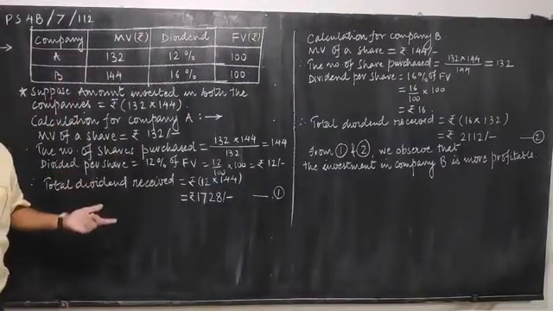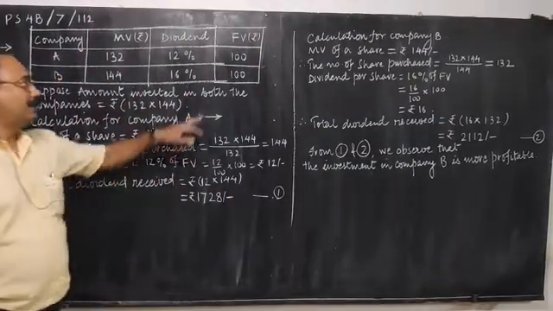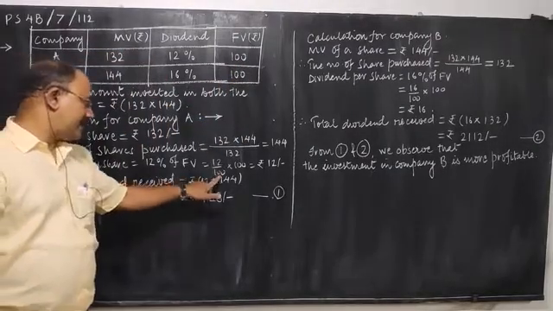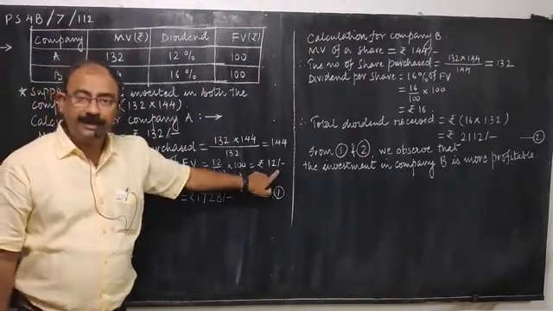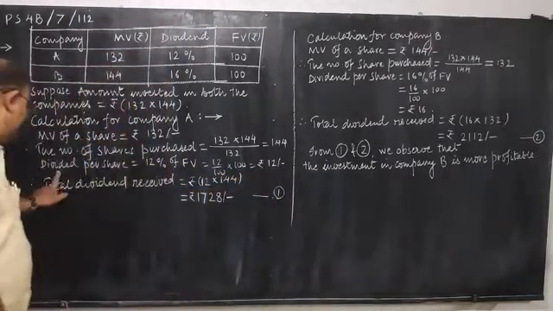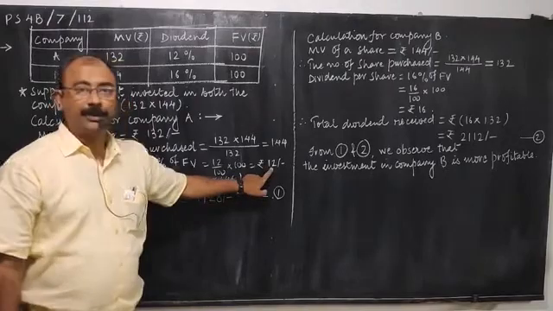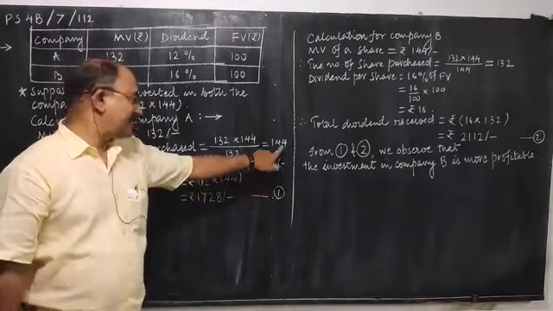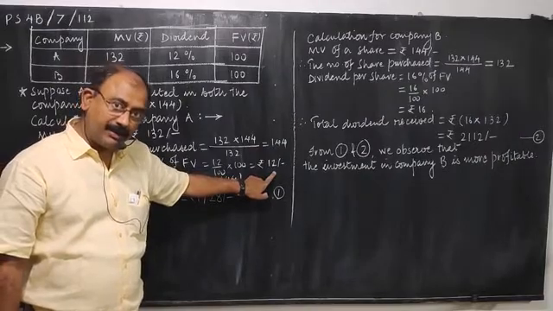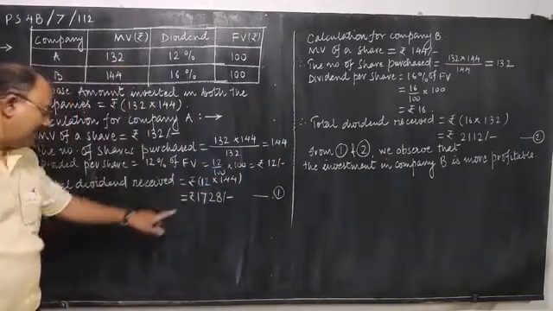Now the dividend paid is 12% of the face value. Face value is 100 rupees. 12% of 100 rupees comes out to be 12 rupees. Dividend per share is 12 rupees. But how many shares are purchased? 144. So on one share we get 12 rupees, then on 144 shares how much will we get?